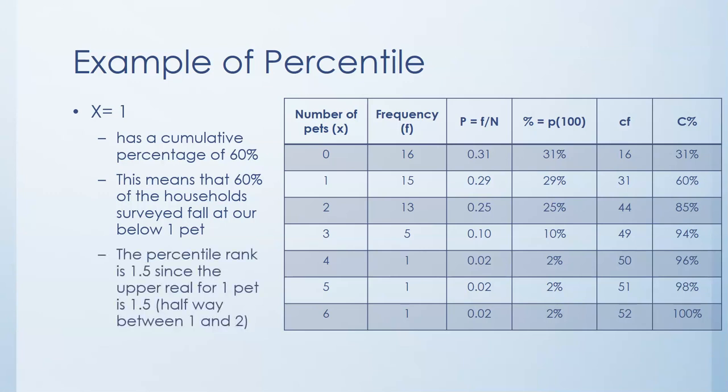So the percentile rank is 1.5, since the upper real limit for 1 pet would be 1.5, between 1 and 2. Remember we talked about calculating the real limits in chapter 1. The real limit between 1 and 2 is halfway between 1 and 2, so 1.5. So the percentile rank for 60% would be 1.5. You always want to use the upper limits when we talk about those percentiles.